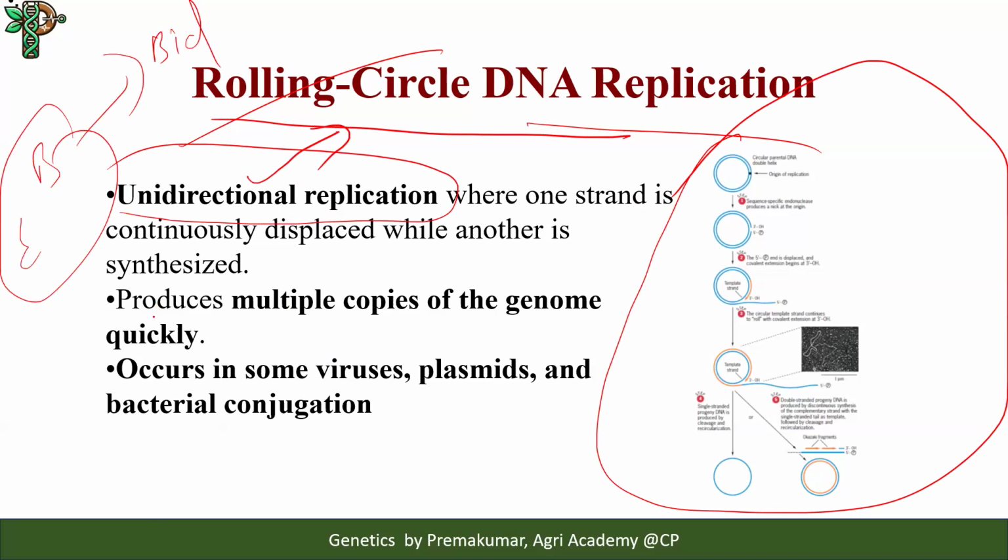That you should remember. For example, you see here a nick will be created. There will be synthesis of one strand, and the new strand will displace the other strand, so that the displaced strand and new strand form. Millions of copies will form. It occurs in plasmids and some viruses. Okay, this is called rolling circle DNA replication.